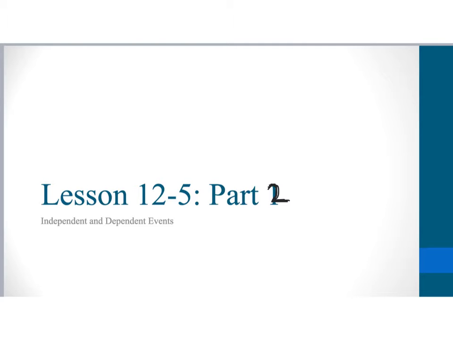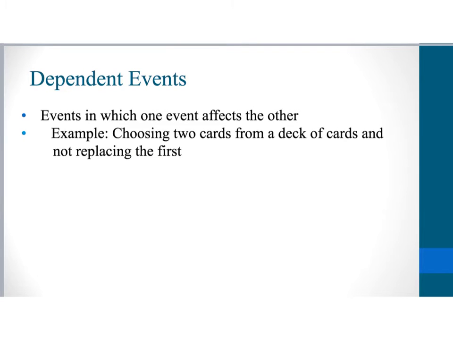Today we're going to look at events that are dependent, and remember the word dependent means that it's going to rely on another outcome. So by definition, dependent events are events in which one event affects another. So this right here is the key part. One event affects the other. And they use the example of choosing 2 cards from a deck and not replacing the first.